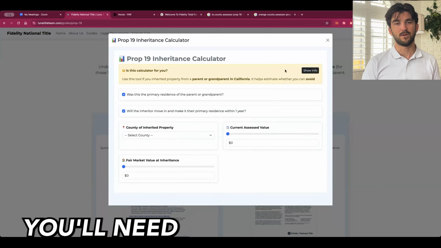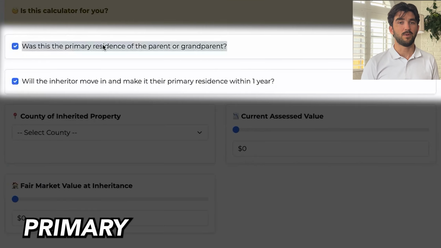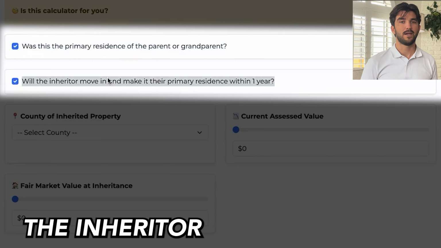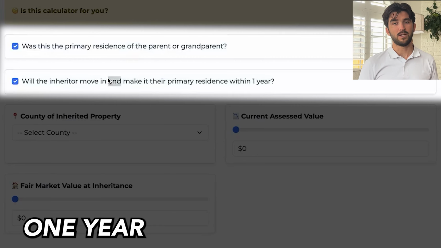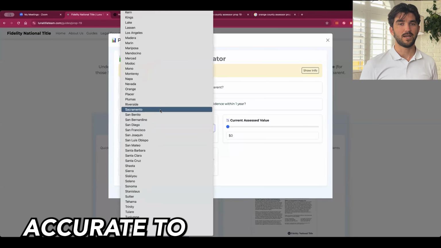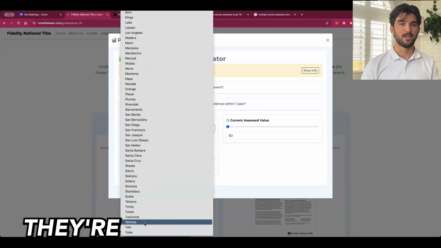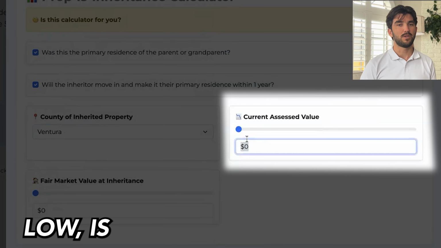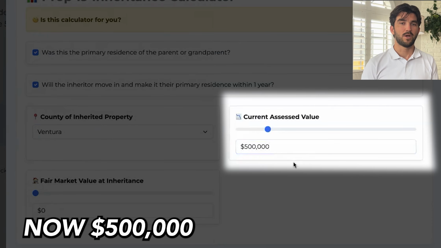You'll have some inputs that you'll need to interact with just to make sure that it was the primary residence of their parent or grandparent, and that the inheritor will move into this property within 1 year of inheriting it. You can get all of these property tax rates accurate to that county. So let's say they're inheriting property in Ventura County, and let's say that this assessed value was really low, is now $500,000 for this property.